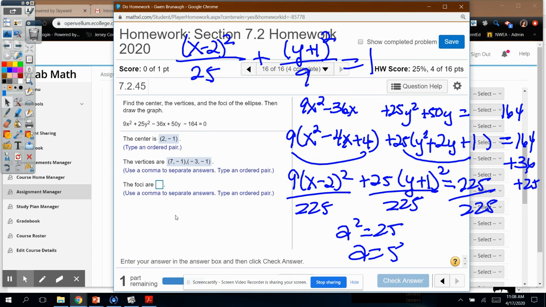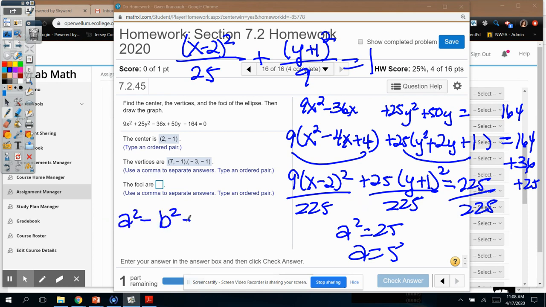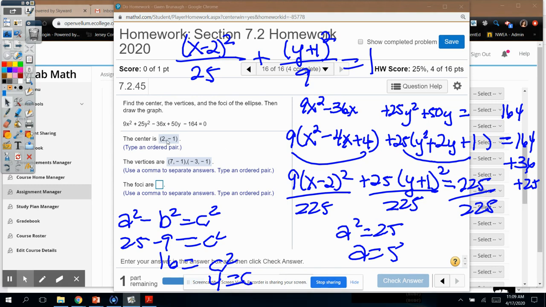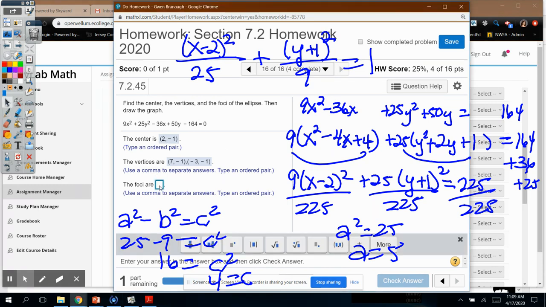Foci come from C. A squared minus b squared is c squared. 25 minus 9 is c squared. 16. So that gives me 4 for C, which is nice. 4 for C, same direction as the vertices. So 2 plus 4 is 6, -1. 2 minus 4 is -2.